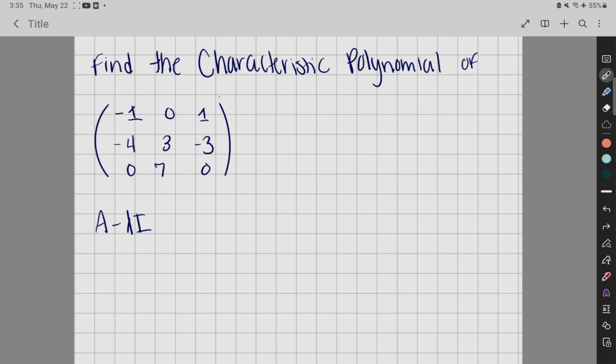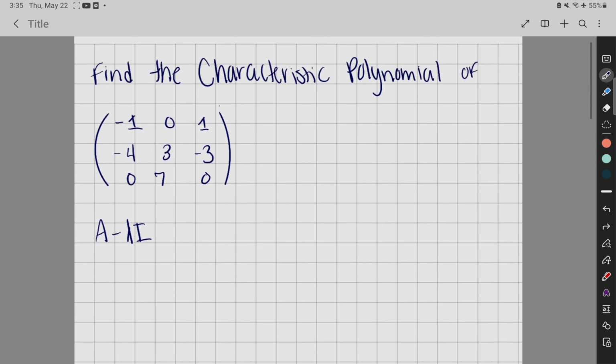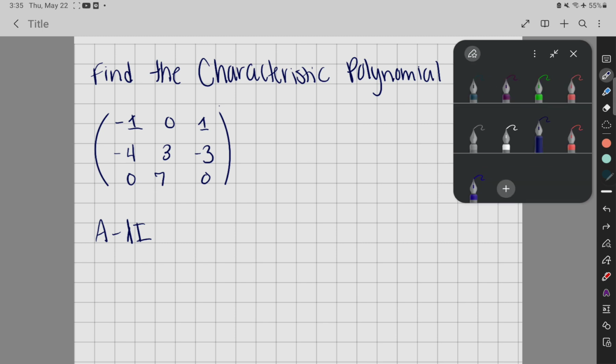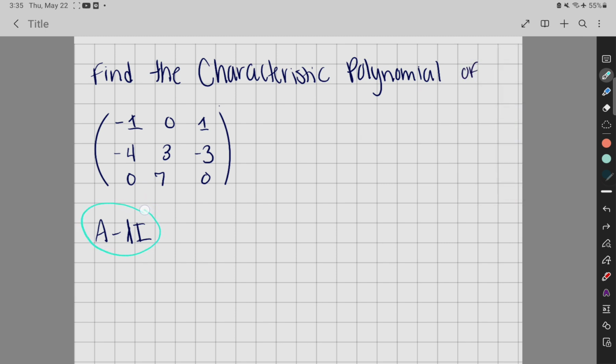So, you have to find the characteristic polynomial of this matrix, okay? First things first, what you would have to do is you would have to know this formula. Let me put this in a different color so you guys can see. Or better, yeah. You have to use this formula. And I forgot to say here that A equals this, right?